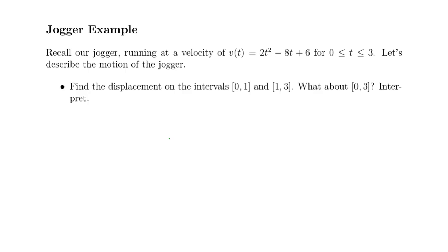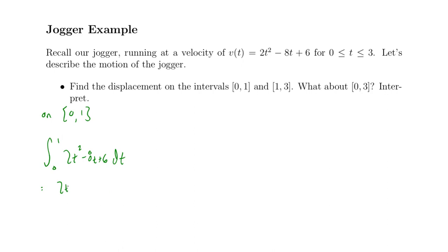All right, so now what we want to do is find the displacement on these intervals, and we can interpret what's going on. All right, so displacement we knew was just going to be a change in position, which means we can just integrate. So on 0, 1, we're just going to be looking at the integral from 0 to 1 of 2t squared minus 8t plus 6 dt, and this should be something that's not too hard for us.